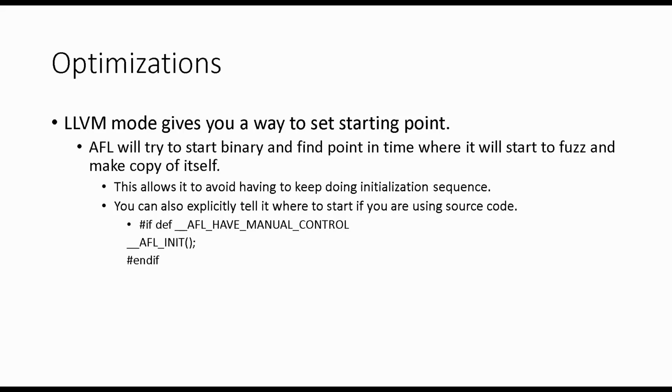Now, we can also help speed things up and maximize our efficiency by making use of the optimization where we could establish a starting point. So if there's a big convoluted time-consuming initialization sequence, we can bypass that. If we have the actual source code, then we can do this right here. So that'll let AFL know to start there.